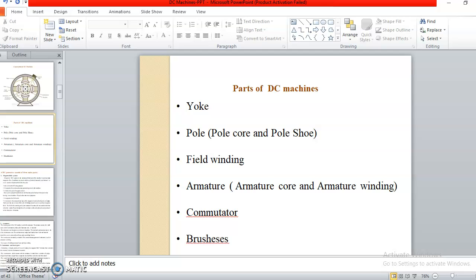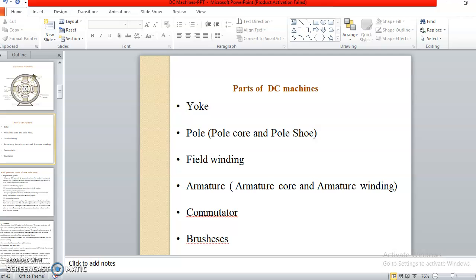First one, the yoke. As I told you earlier, it is just the outermost cover of the DC machine. With this, it protects insulating materials from harmful atmospheric elements like dust, moisture, etc. It provides mechanical support to the poles. Also, it provides a path of low reluctance for magnetic flux to avoid wastage of power.